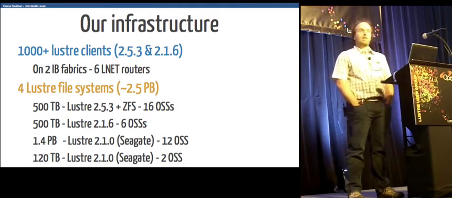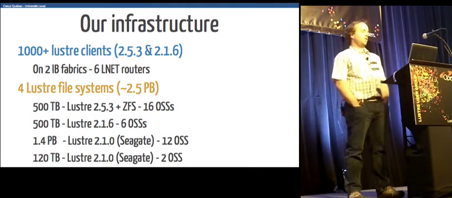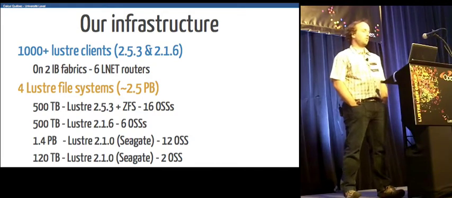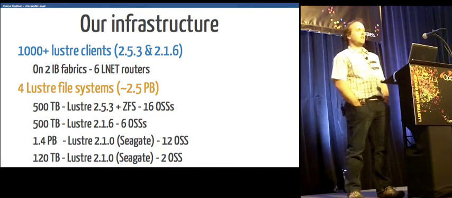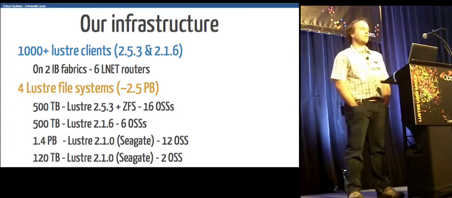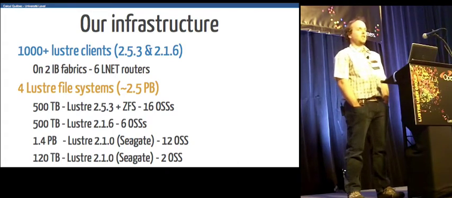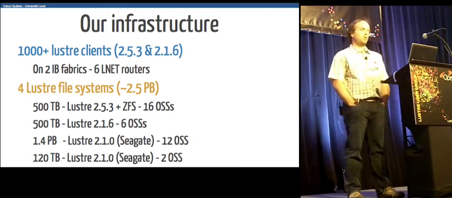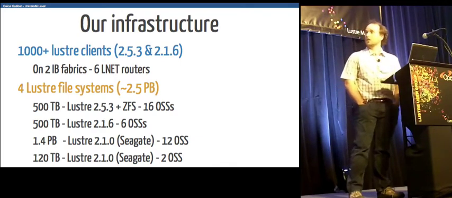So we have a 500 terabyte Lustre file system running Lustre 2.5.3 with ZFS. That's 16 OSSs and 16 ZFS targets. That is our scratch file system, so this is the one from which we expect good performance.